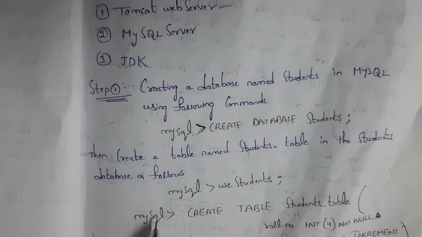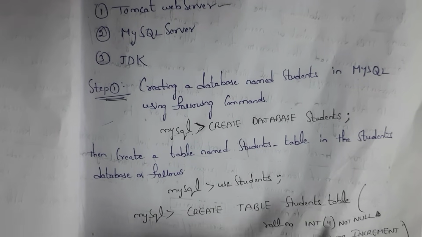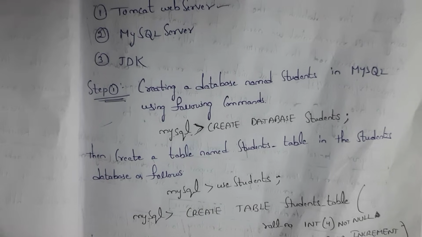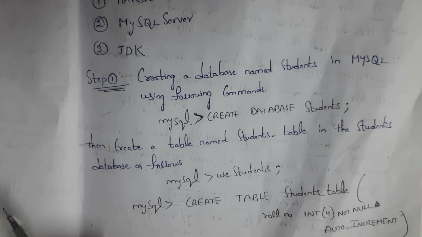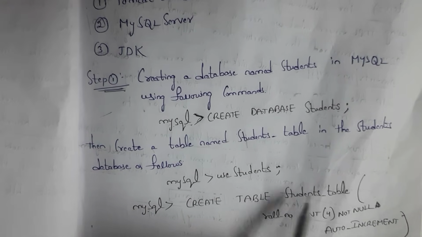After that, type this command, MySQL create table student table. The meaning of this command is, inside database students, I am creating one table. That table name is student table.